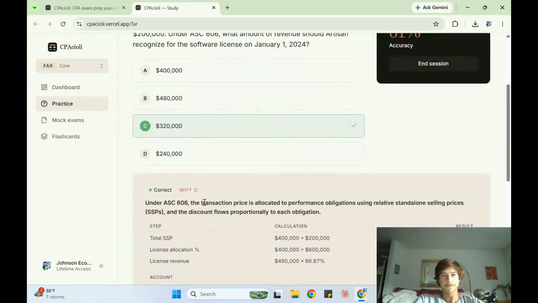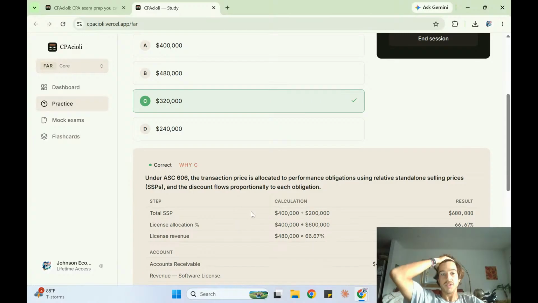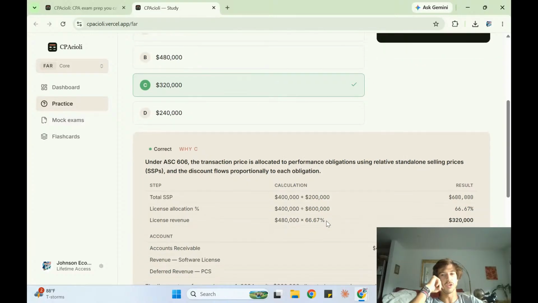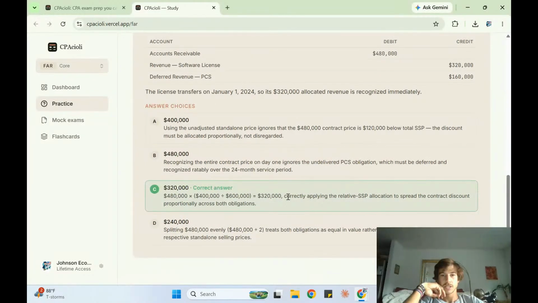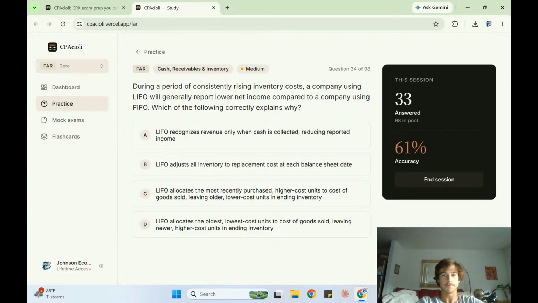Okay. Yeah. So you take the total as the denominator, the license allocation as the numerator, divide them, you get 2/3. Then you multiply it by the license revenue. Correctly applying the relative SSP allocation to spread the contract discount proportionally across both obligations.